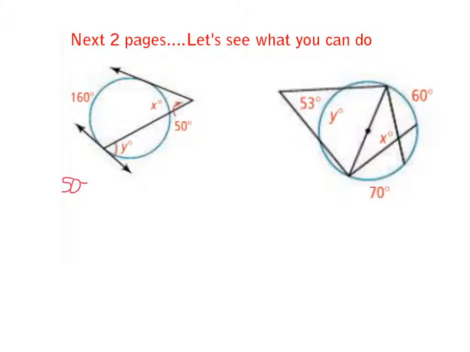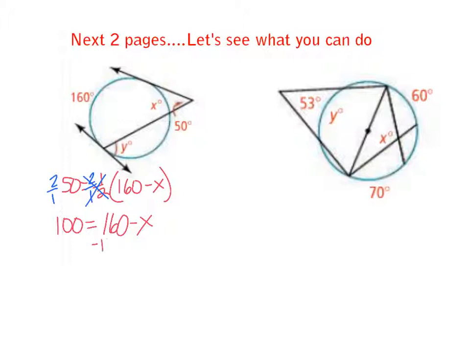Let me clean that up. 1/2 the difference of the arcs, which is 160 minus x. Always the big one minus the small one. And again, you have options on what you want to do with that 1/2. It wouldn't be bad to distribute it, but I've been in the habit of multiplying by 2/1 to get rid of it, so I'm going to continue with that. I get 100 equals 160 minus x. When you subtract your 160, you get negative 60 equals negative x. So x is 60.